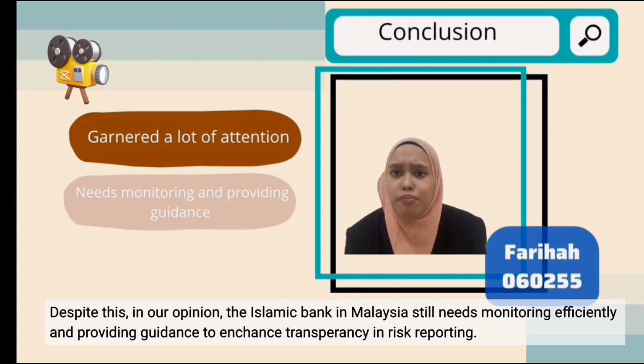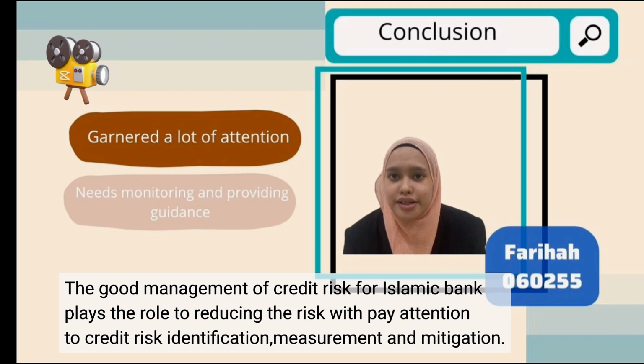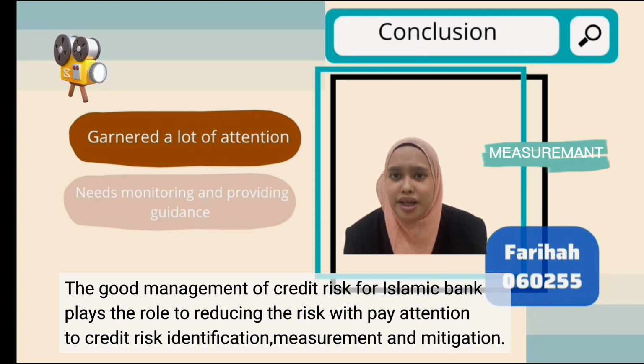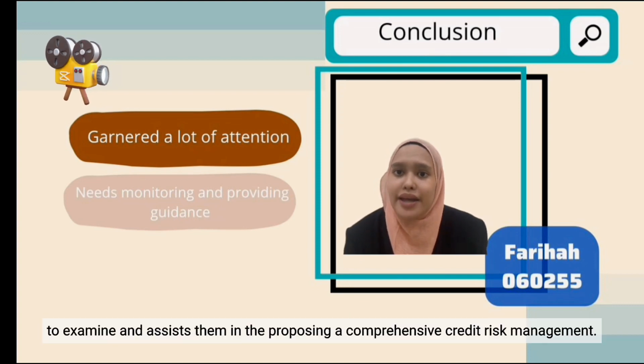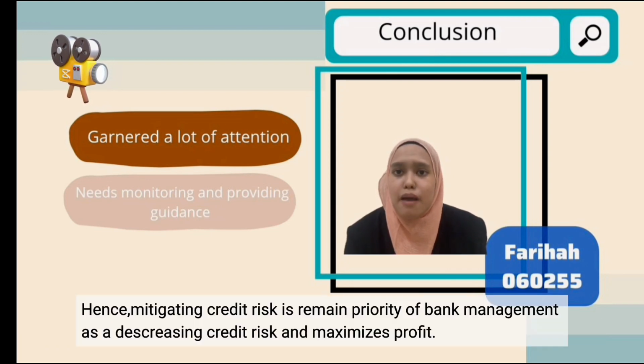Despite this, in our opinion, Islamic banks in Malaysia still need monitoring and guidance to enhance transparency in risk reporting. Good management of credit risk for Islamic banks plays a role in reducing the risk. We pay attention to credit risk identification, measurement, and mitigation. The significance of effective credit risk management involves many parties, researchers and regulators, to examine and assist in proposing a comprehensive credit risk management. Hence, mitigating credit risk remains a priority of bank management in decreasing credit risk and maximizing profit.